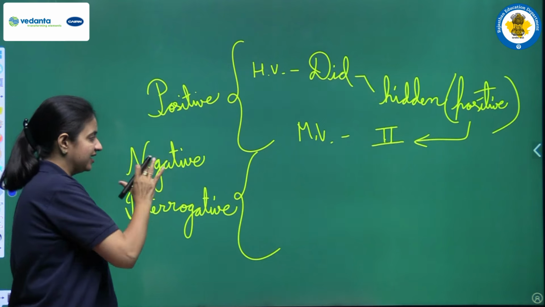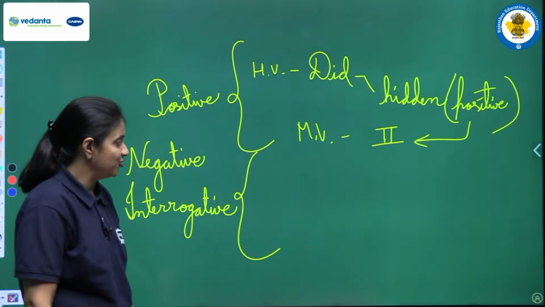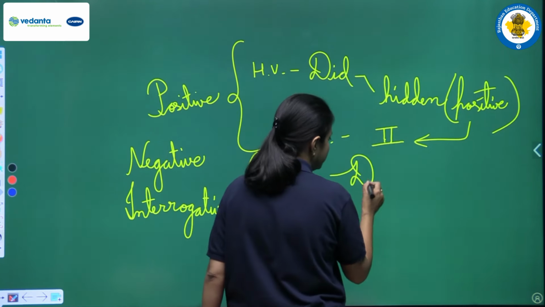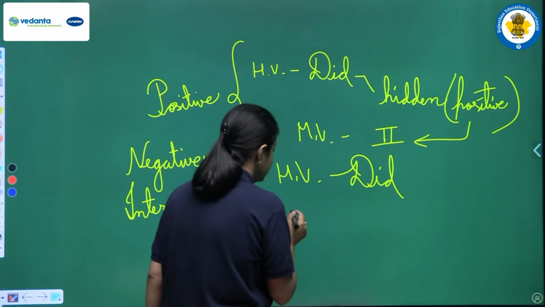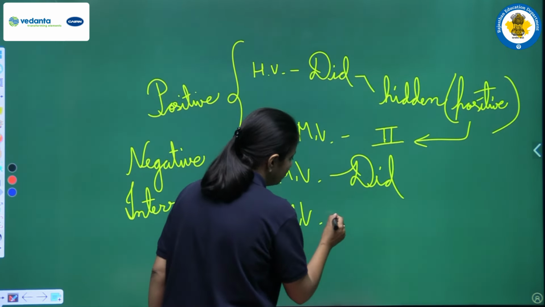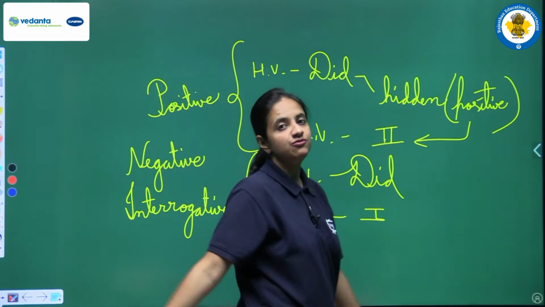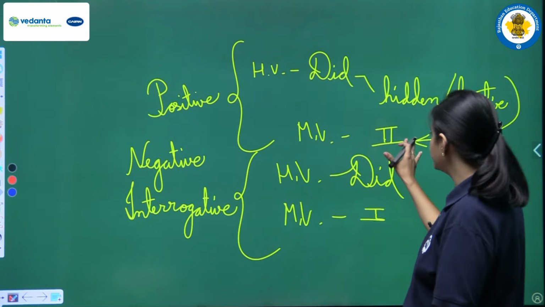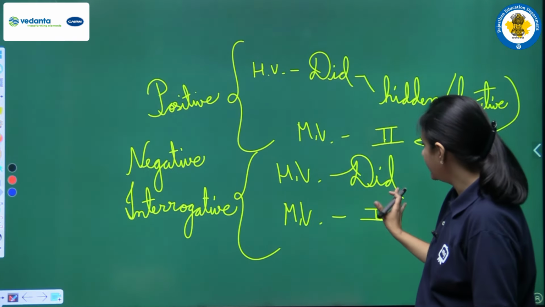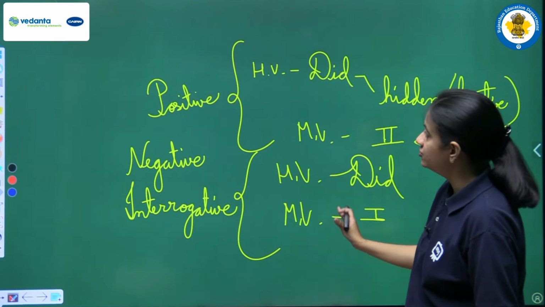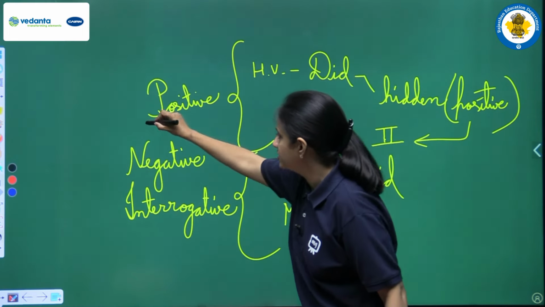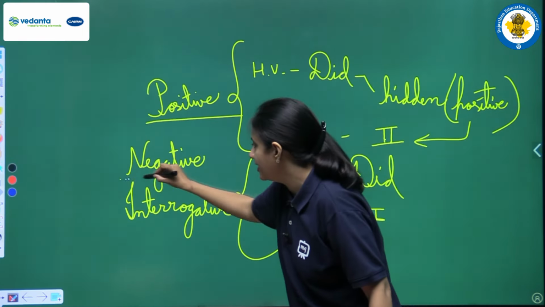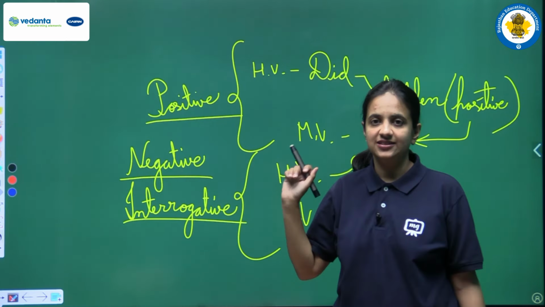So if we are having negative sentence, if we are having interrogative sentence, so at that time helping verb did, it will be there, it won't be hidden, and with did as main verb we have to write first form. Okay, so it's very simple. If did is not there, then just use second form. If did is there, so with did we will write first form. So this rule is related with positive sentence, and this rule that did plus first form, it will come in negative and interrogative sentence. Clear?